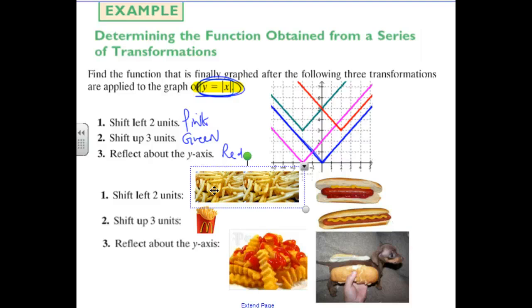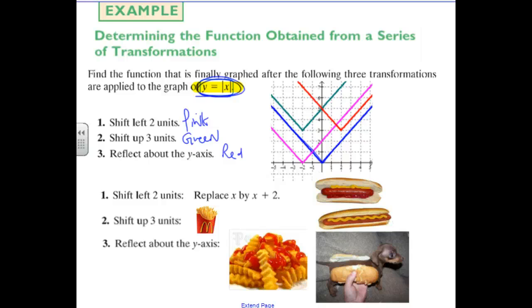Well, it's a horizontal shift, 2 units to the left, so it's inside, but it's going to go the opposite. So I'm going to say x plus 2. Every time I see parentheses, go the opposite direction. And you're going to say, well, I don't see parentheses, but it's actually there. To type this in the calculator, you would have to put parentheses around that x plus 2.